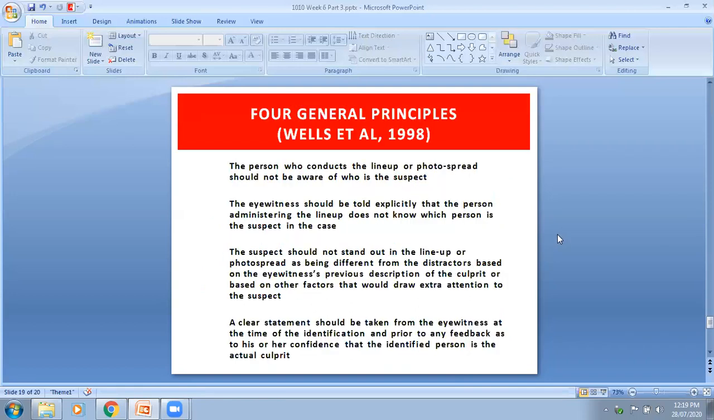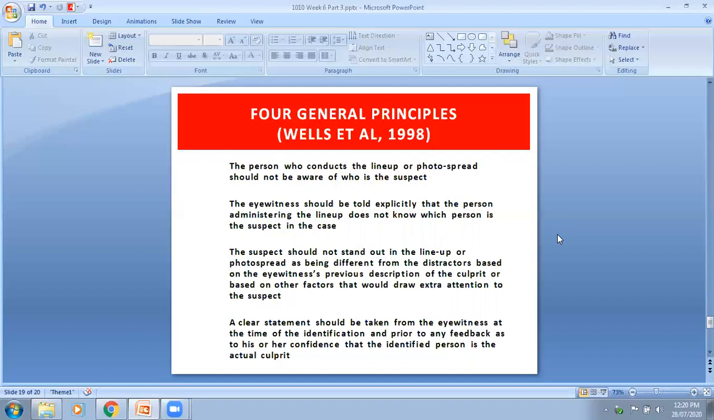All right, so four general principles when it comes to lineups. The person who conducts the lineup or photo spread should not be aware of who the suspect is, so that they can't inadvertently, by body language or whatever, give away that information to the witness. The eyewitness should be told explicitly that the person administering the lineup does not know which person is the suspect, so the eyewitness needs to know that the person conducting it is not aware. That way then they're not looking to them for confirmation or maybe shaking their head no. They just don't know. They know that that person doesn't know.